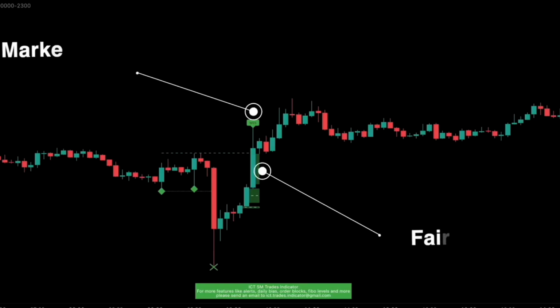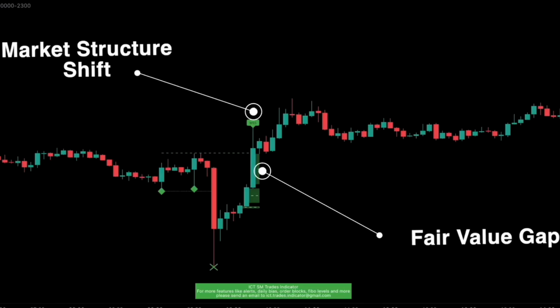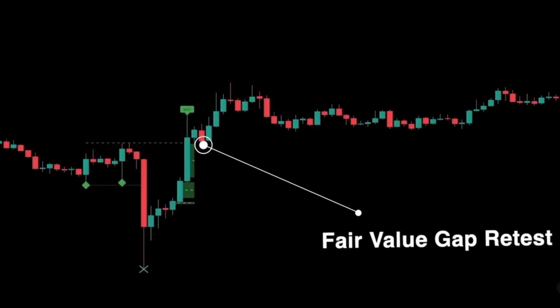The price action must retest this level. When this happens, place a buy order at the close of the candlestick that retested the gap.